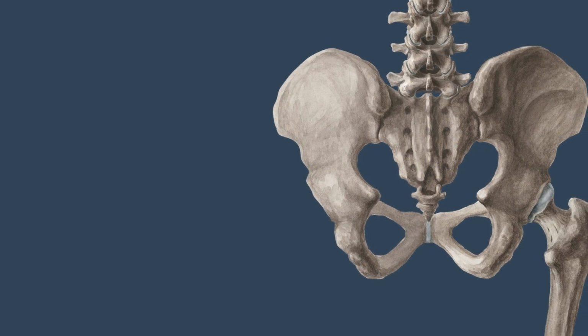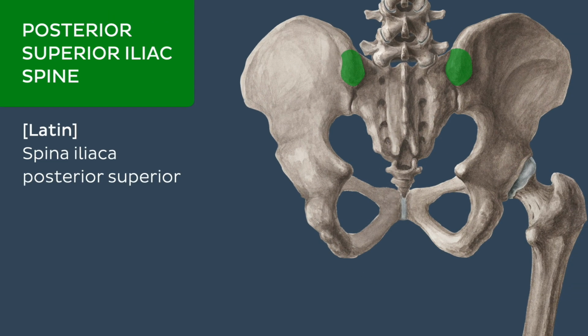The next spine is known as the posterior superior iliac spine, which, as we already know, marks the posterior limit of the iliac crest. It's shorter than its anterior counterpart and serves as the attachment points for the oblique portion of the posterior sacroiliac ligaments and multifidus.